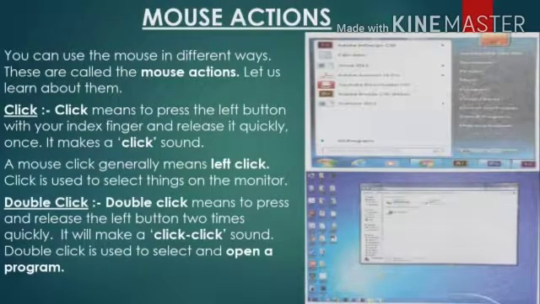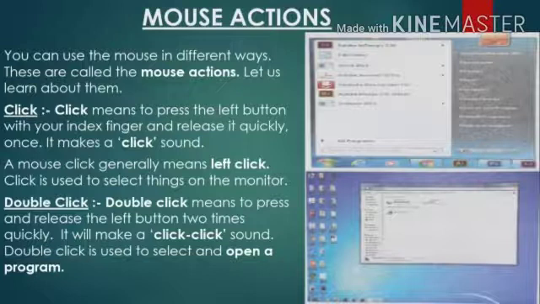Next comes the mouse actions. We can use the mouse in various ways. These are called the mouse actions. Let us learn about them. First is click. Click means to press the left button with your index finger and release it quickly. Once it makes a click sound. A mouse click generally means left click. Click is used to select things on the monitor.